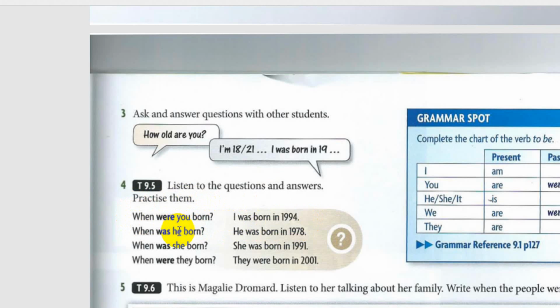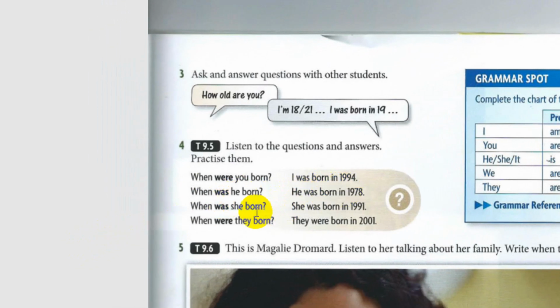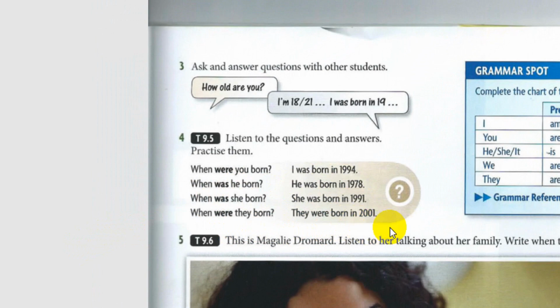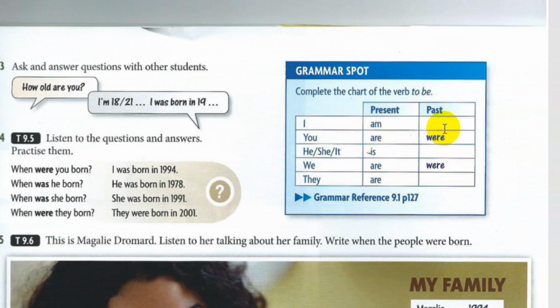As we said in the last lesson, كما ذكرنا في درس الماضي البسيط, were comes with you, we and they. Was goes with I, he, she and it. Okay, here we have: when were you born? I was born in 1994. When was he born? He was born in 1975. When was she born? She was born in 1991. When were they born? They were born in 2001. Okay, look here. I, present, am. Past, was.